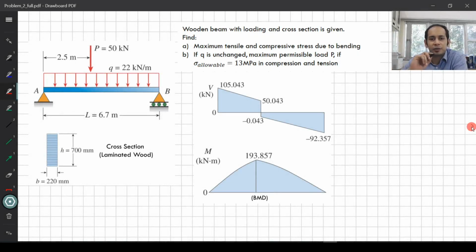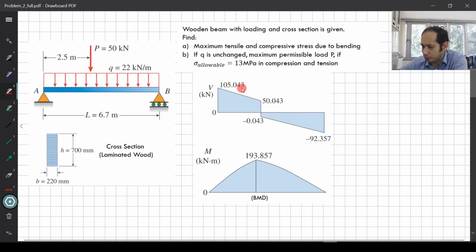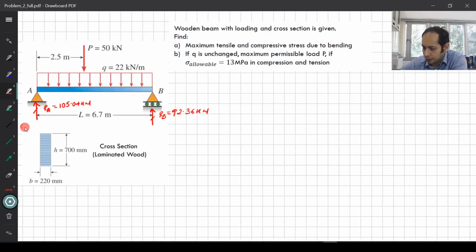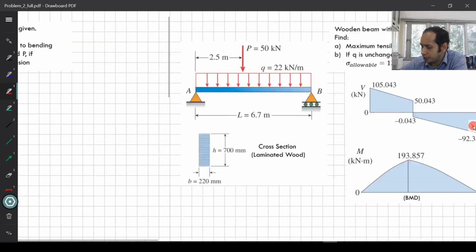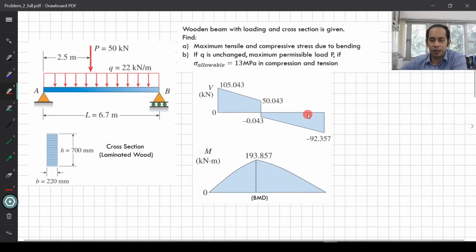So if you have solved it correctly, this is what you should get as your shear force diagram, and from there your bending moment diagram. See, these are the same reactions as we got on the last page: 105.04 and 92.36, something like that. So let's go ahead with the problem that we have over here. If we go to the next page, this is the shear force diagram and this is the bending moment diagram.